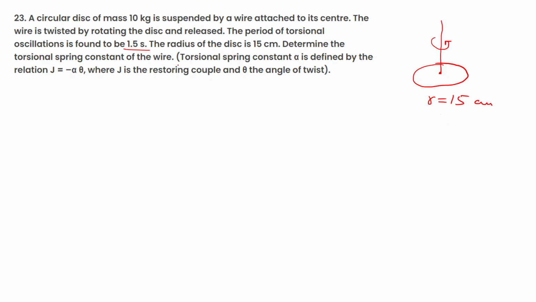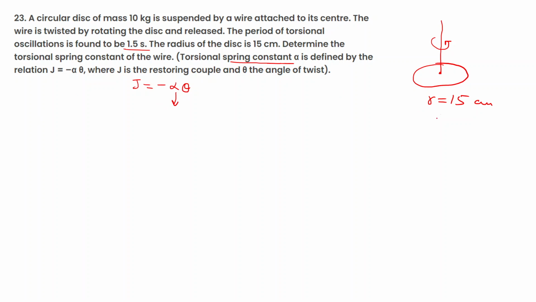We have also been given that the torsional spring constant alpha is defined by the relation J is equal to minus alpha theta, where J is the restoring couple and theta is the angle of twist. Like in oscillation we talk about angle of displacement, here it is the angle of twist. And alpha is the spring constant that we have been asked to calculate. Okay, so what we'll do is, we know we have been given the time period.